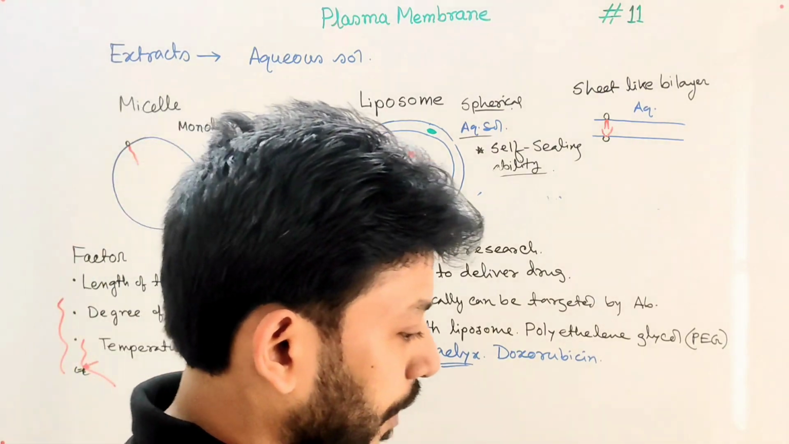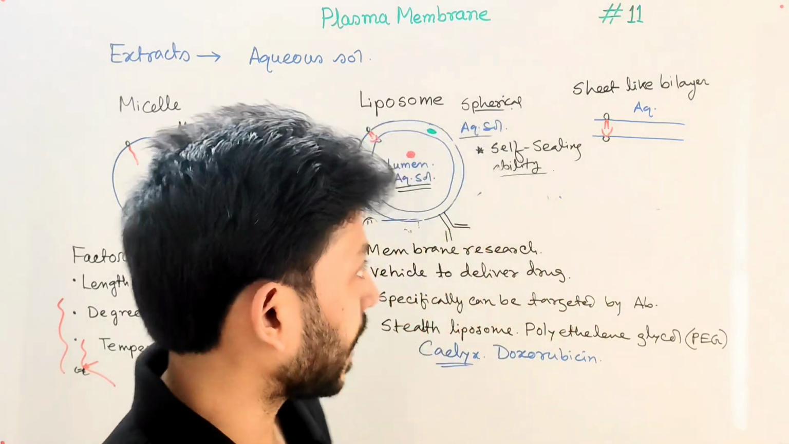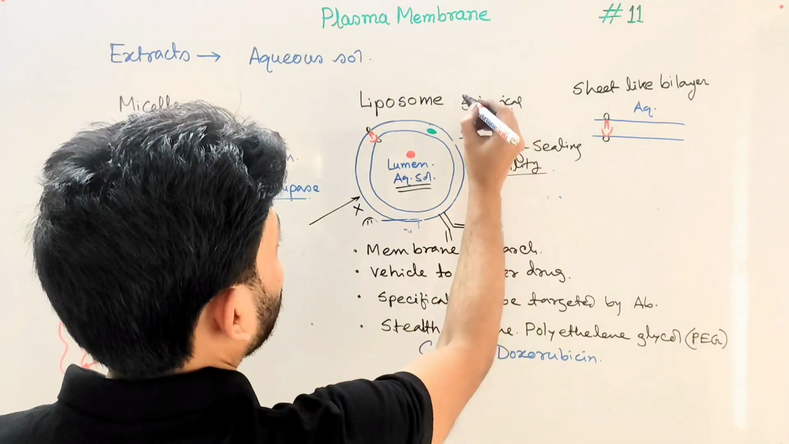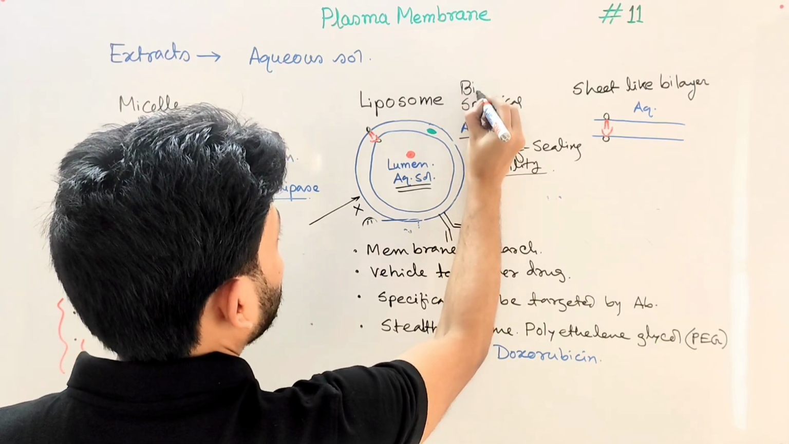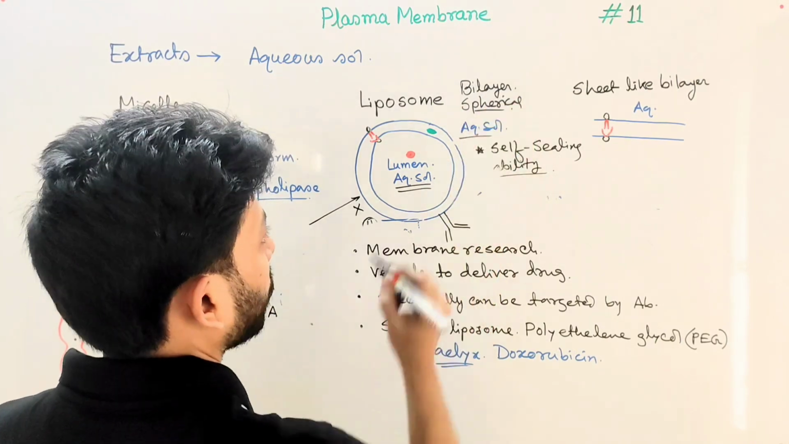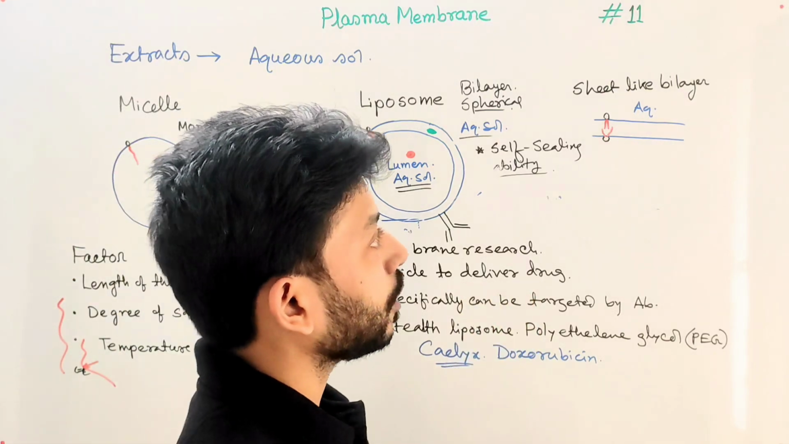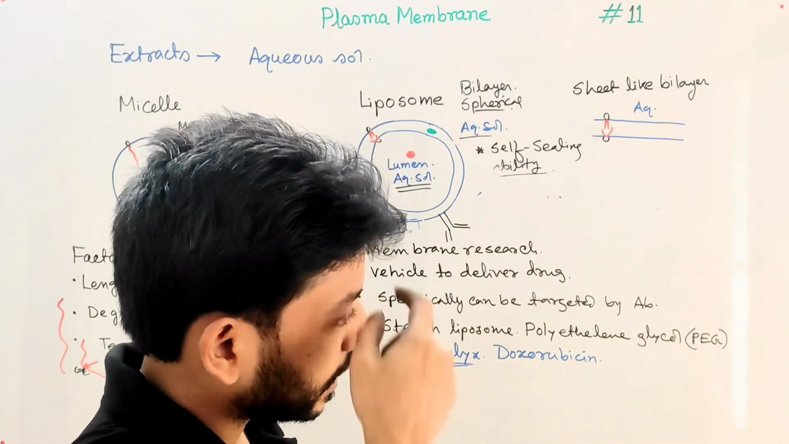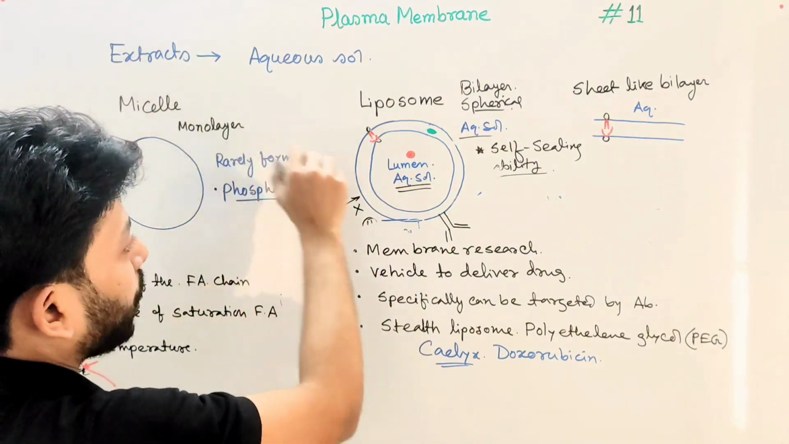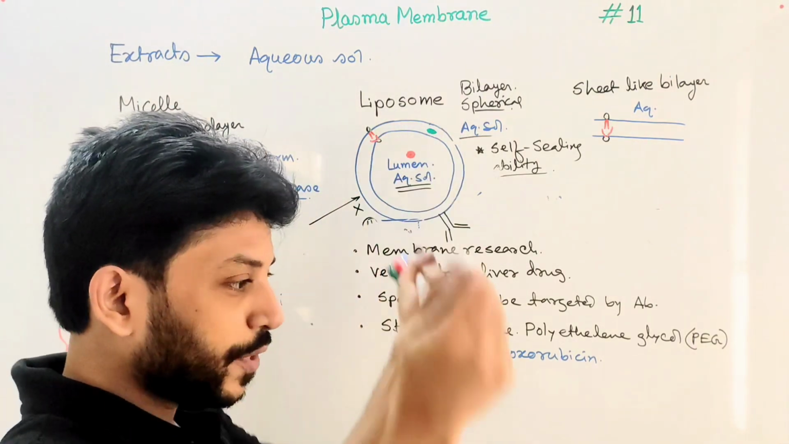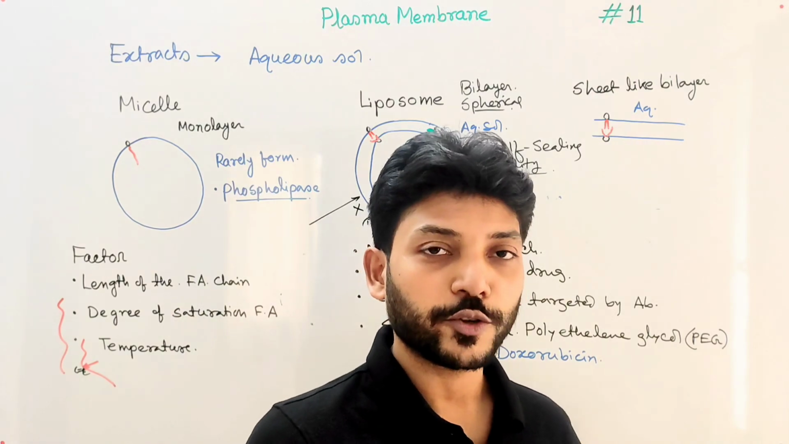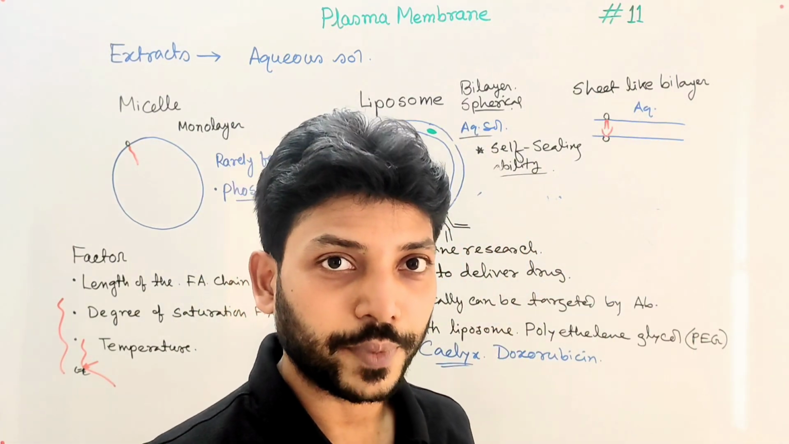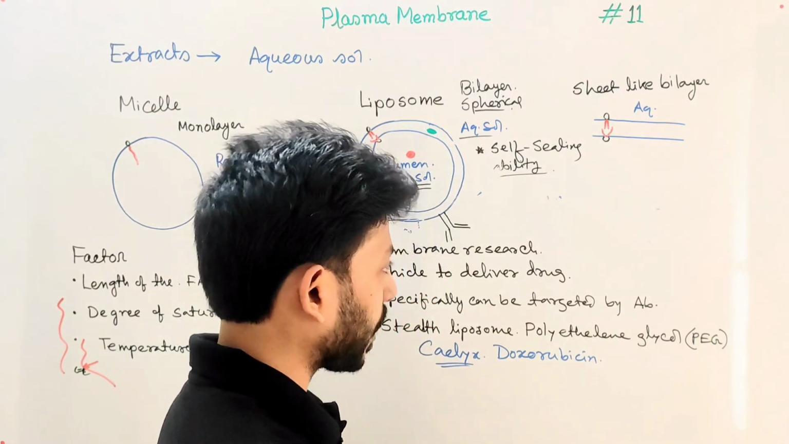Now, this is all about liposomes, and I want to mention that a liposome is a bilayer. Remember, this is a bilayer. Now, how could you make a sheet-like bilayer? Because I have mentioned that if you keep these lipid molecules in aqueous solution, they immediately seal themselves to avoid interaction with the water molecules. So how could you make a sheet-like bilayer?